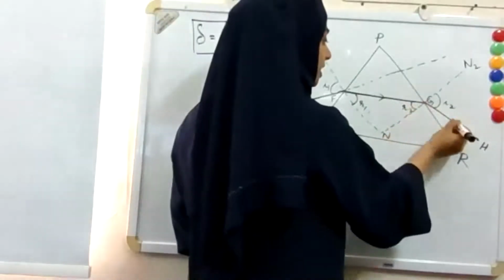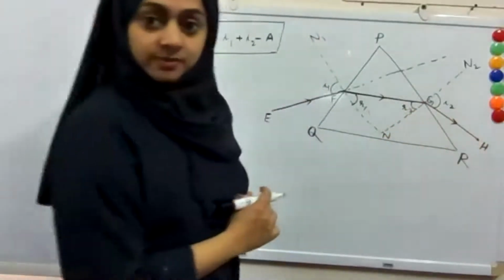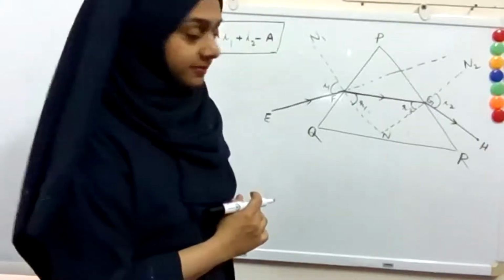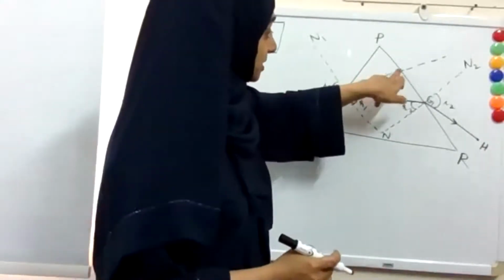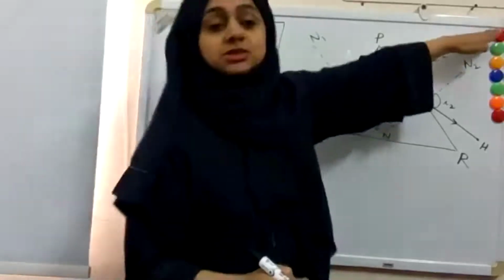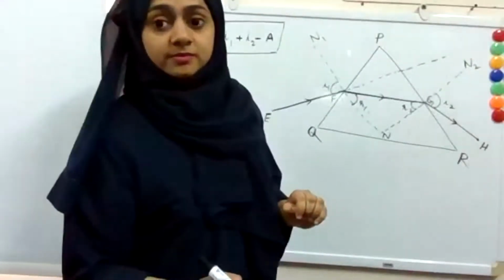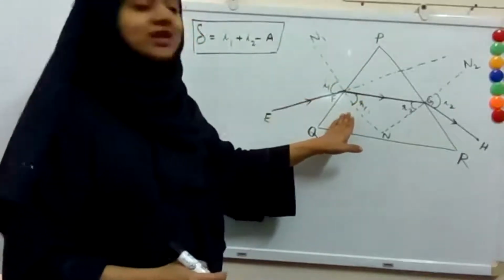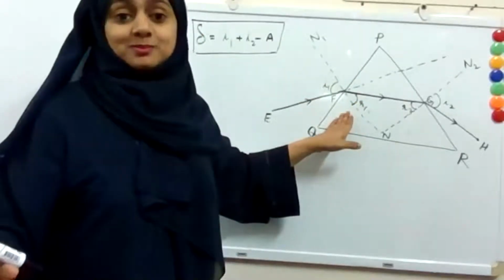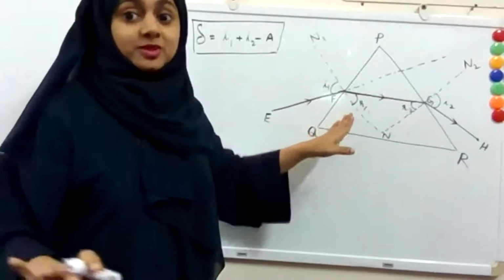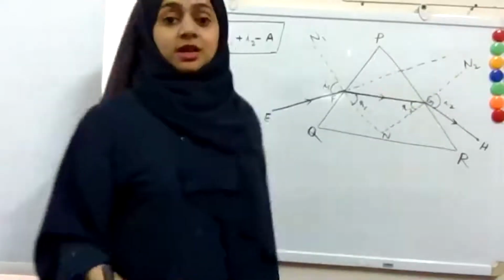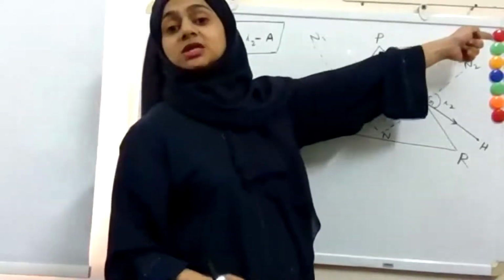Now here, it wouldn't refract if there wasn't a prism. It would have gone like this, right? It will not be refracted if there were no prism. Okay, got it. If there were no prism, the light ray always travels in a straight line. So this is the direction of the incident ray.